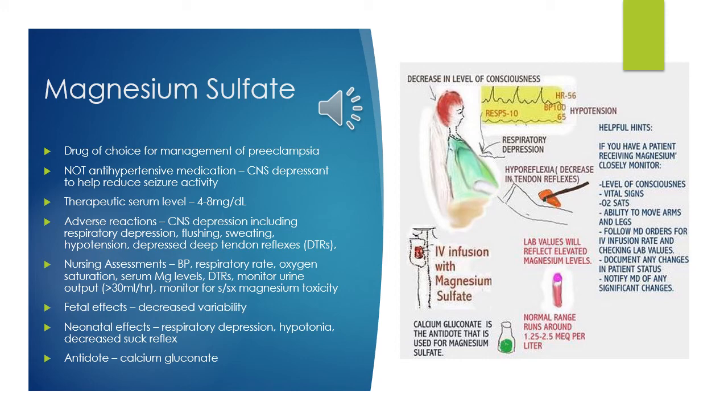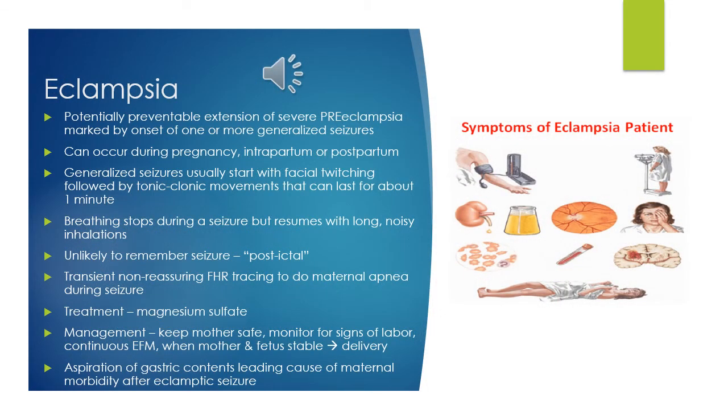It's important to note that magnesium must be given via a secondary line. That way, the medication can be discontinued at any time while the primary line remains functional. Severe preeclampsia can unfortunately lead to eclampsia, which is marked by the onset of one or more generalized seizures. And like we said earlier, it can occur anytime during pregnancy, labor and delivery, or postpartum.